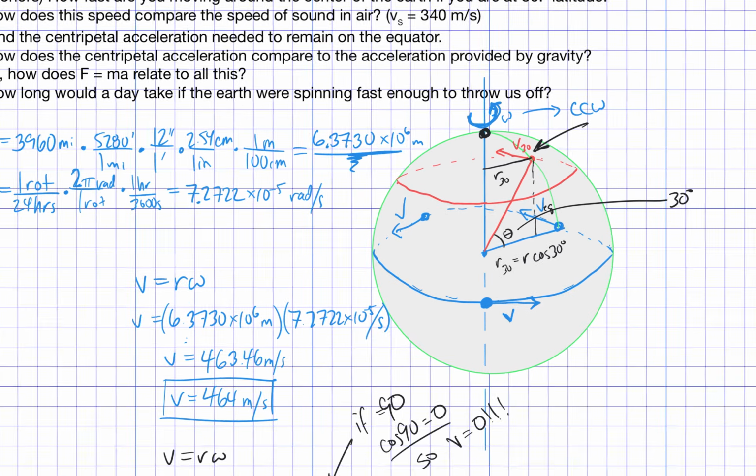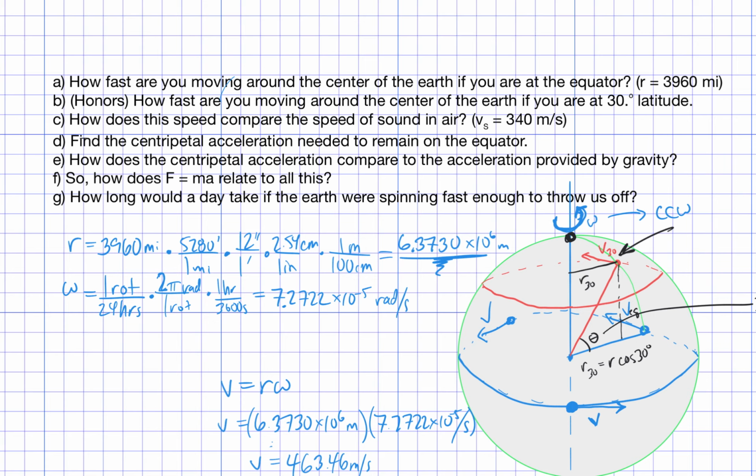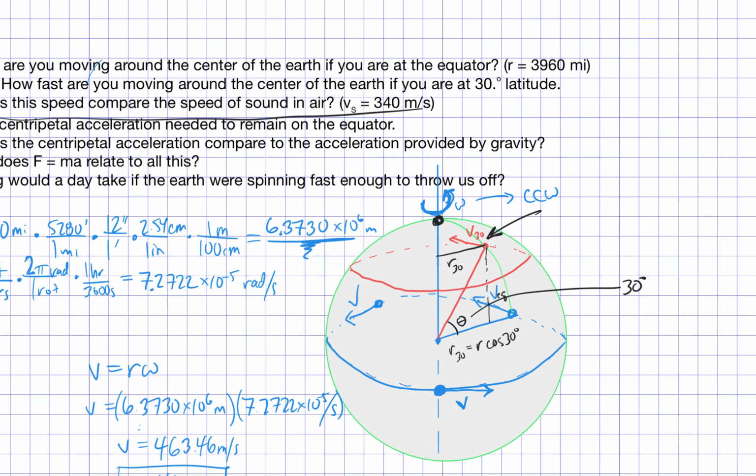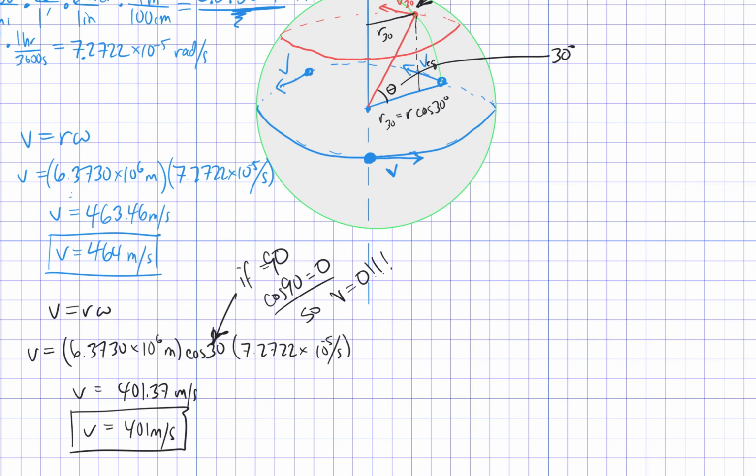Okay, part C. How does this speed compare to the speed of sound in air? When I wrote this, I kind of wanted the speed at the equator, but it doesn't really matter. Both of these are faster than the speed of sound in air. I wrote 340 meters per second. I think on my initial key, I wrote 331 meters per second. The reason there's some discrepancy on the speed of sound in air is that it depends on the temperature of the air. I'm just going to use 340 for this particular problem.